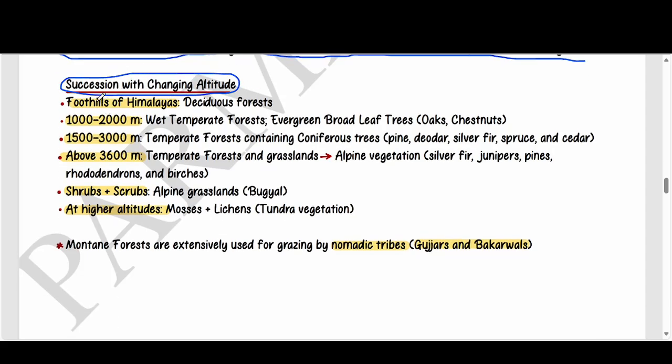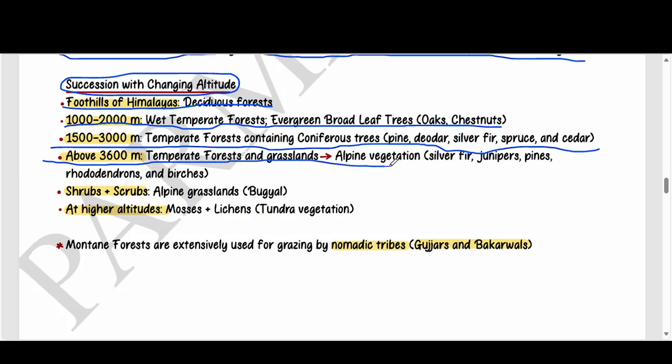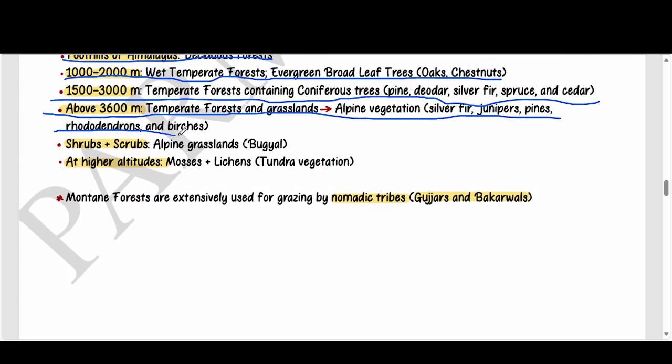Succession with changing altitude: foothills of Himalaya, deciduous forest; 1000 to 2000 meters, temperate forest, evergreen broadleaf trees, oaks and chestnuts; 1500 to 3000 meters, coniferous trees, pine, deodar, silver fir, spruce, cedar. Above 3600 meters, temperate forest and grassland, alpine vegetation, silver fir, juniper, pines, rhododendron and birches, shrubs, alpine grassland. At higher altitude, mosses and lichens and tundra vegetation.